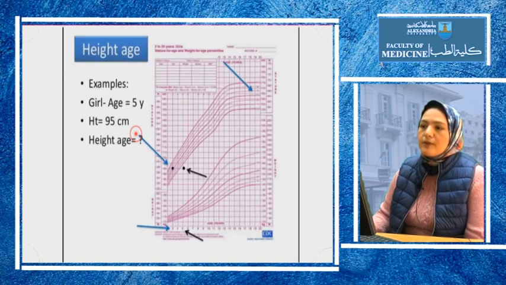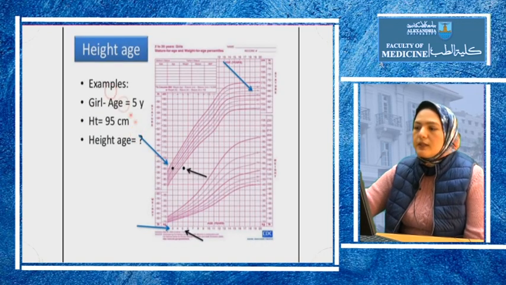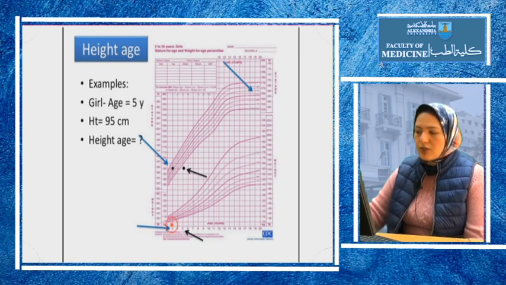The height age, as we mentioned before, is the age at which this child's height would be at the 50th percentile. As you can see here, here is a girl, 5 years old, her height is 95. For the height age, you go to the 50th percentile at this height, and the age is 3, so the height age is 3.